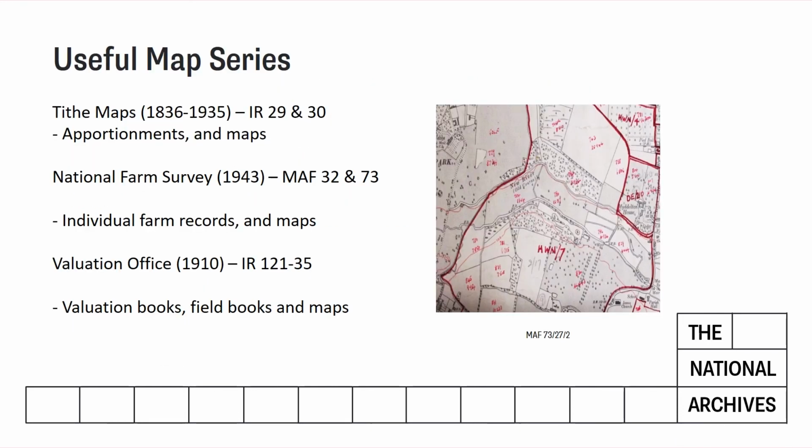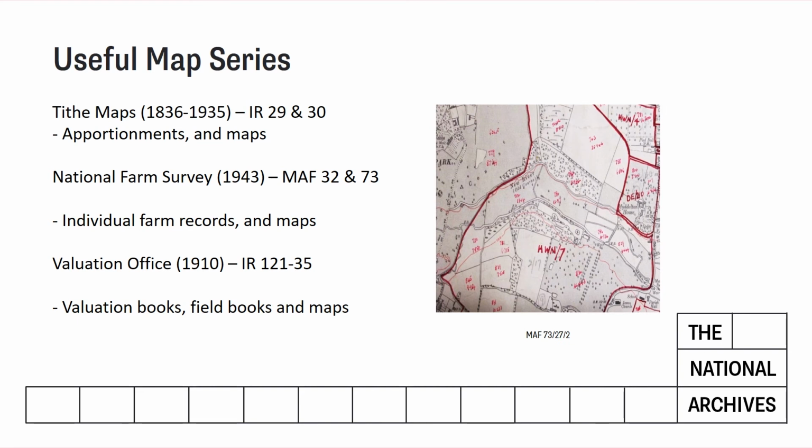If you're interested in the geography of a place over time, it is definitely worth having a look at some of the map series we hold at the National Archives. Three key series are tithe maps and apportionments. Some of these are available online through the Genealogist, which is a subscription website. Some counties also make these available through their own websites, but by no means all.